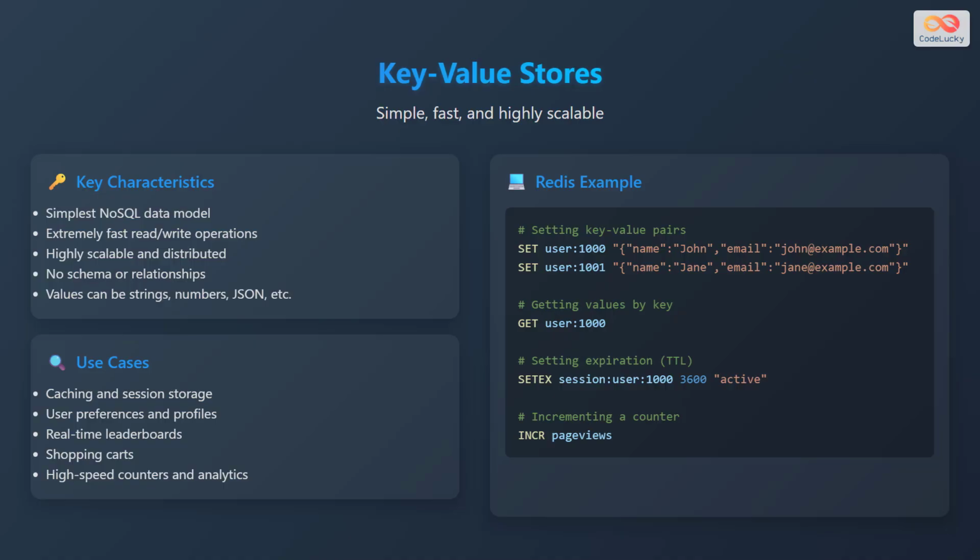Key value stores are often used for caching and session storage, user preferences and profiles, real-time leaderboards, shopping carts, and high-speed counters in analytics. Here are some Redis examples: setting key value pairs using the set command, getting values by key using the get command, setting expiration using the expire command, and incrementing a counter using the incr command.